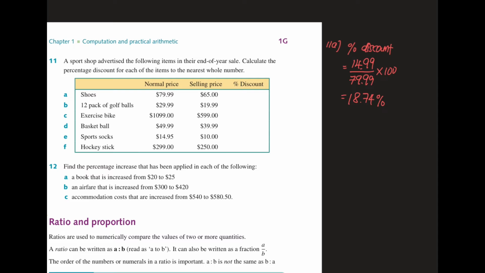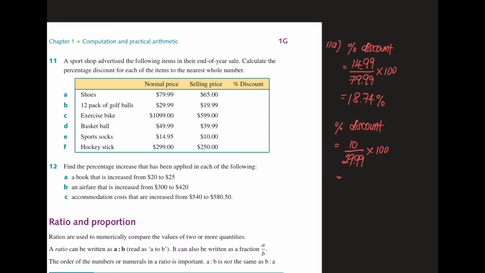Then for B, 12 pack of golf balls, $29.99, $19.99. We have to subtract these two and we get $10. That is the discount. So percentage discount, $10 over the original price, $29.99 times 100.